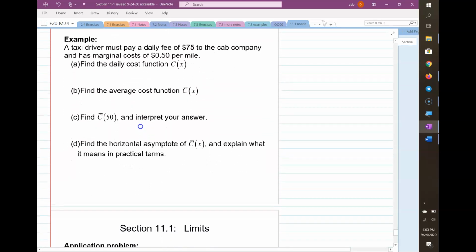We have a taxi driver who has to pay a daily fee of $75, whether he drives at all or not, and a marginal cost of 50 cents per mile. So a cost per mile of 50 cents. The cost function is going to look like the fixed cost of 75 plus the 50 cents per mile times the number of miles. And that's going to be the total cost. If you drive 100 miles, you would multiply the 100 by the 50 cents to get your total cost for all your mileage. So that's your cost function.